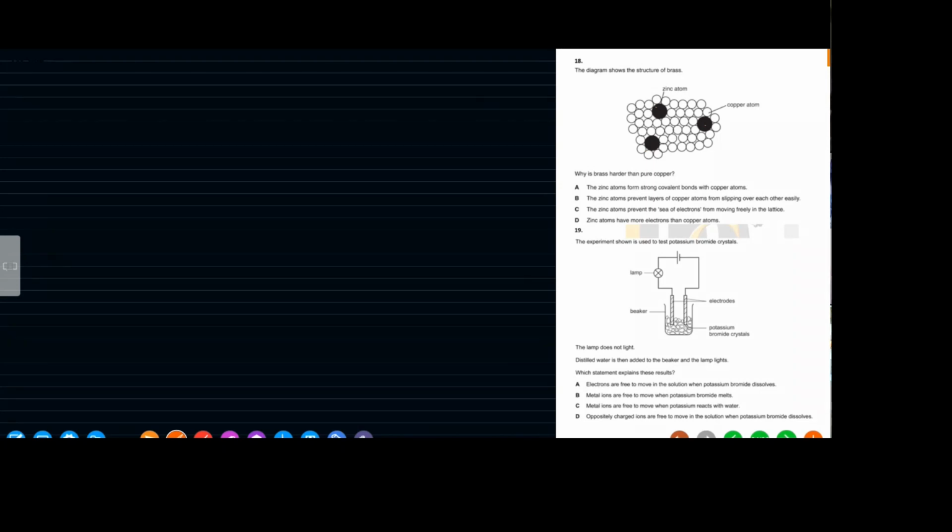Why is brass harder than pure copper? Zinc atoms are strong? No. Covalent bonds strong? No. The zinc atoms prevent layers of atoms slipping over each other easily. That's the answer. Easy as that.